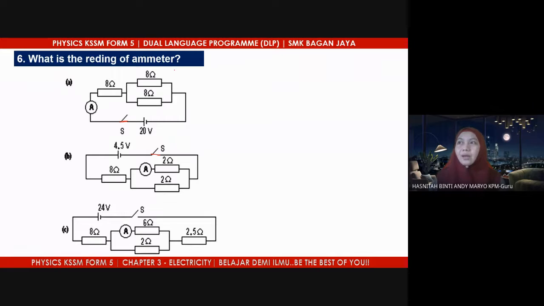Okay, so if you look at the first one, 8 and 8, we know here is 4. So 4 plus 8, the total or effective resistance is 12. So remember, if you want to find the current flow, the first thing you must find is the total resistance or effective resistance in the circuit. So it will give you 12.